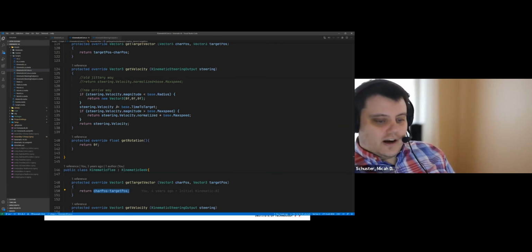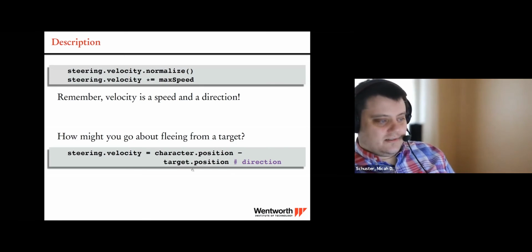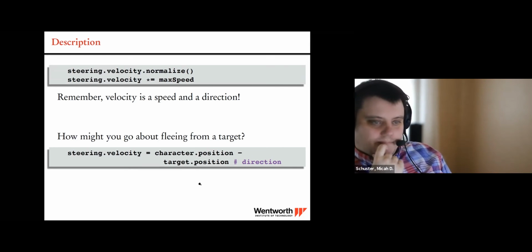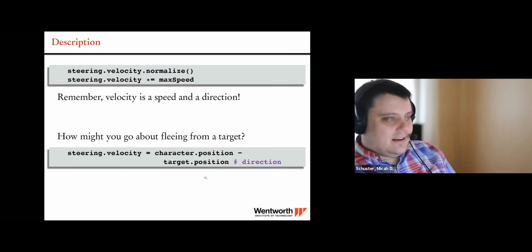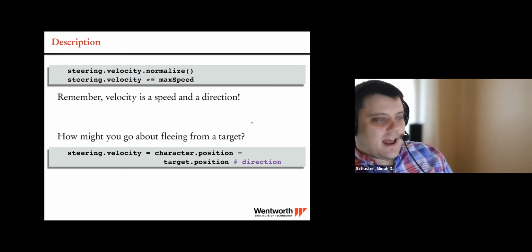So for fleeing, for running away, the nice thing is it's identical. You just change around the way you're doing the subtraction here for the direction. So that's why it was so easy to write that in the kinematic flee that I had in the algorithm there.